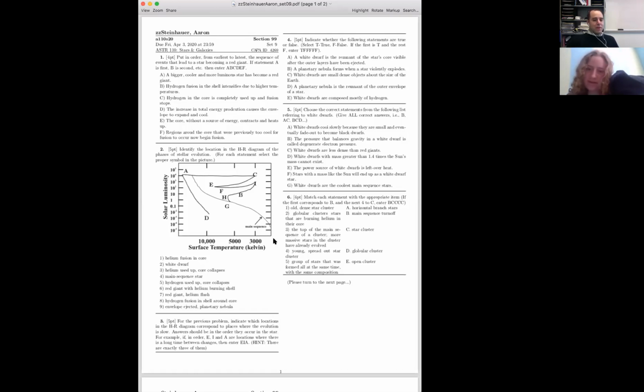Yep, agreed. And then I also figured it's not C, which is the double burning helium core, I think it's called. Yep, the red giant with helium burning shell. So that is on its way up the red giant branch. No, that's a hydrogen burning shell. I'm sorry. The helium burning shell would be somewhere in here.